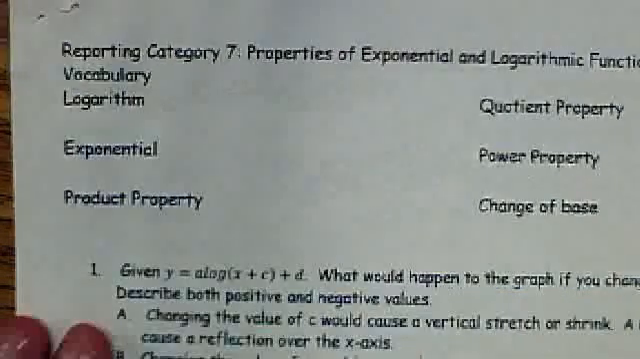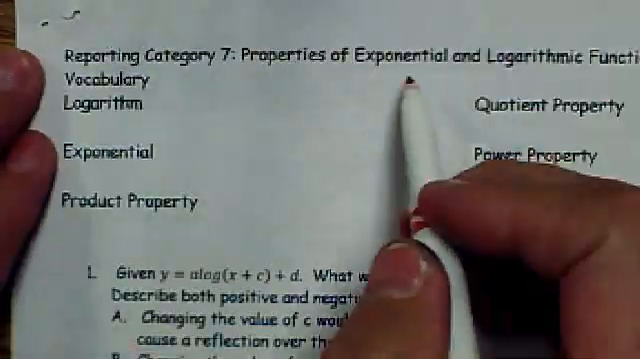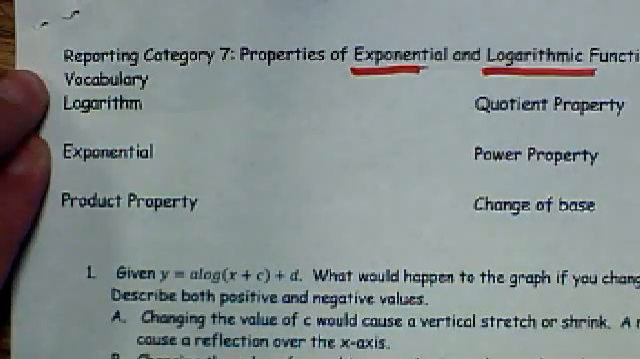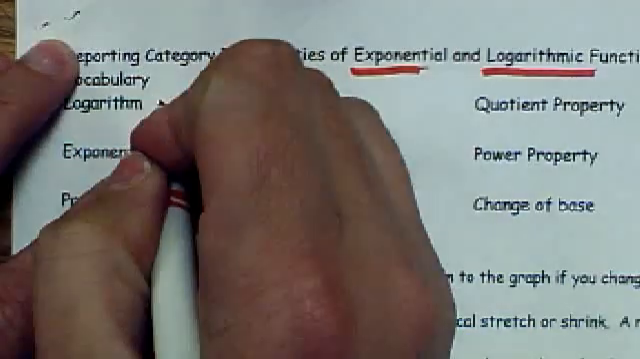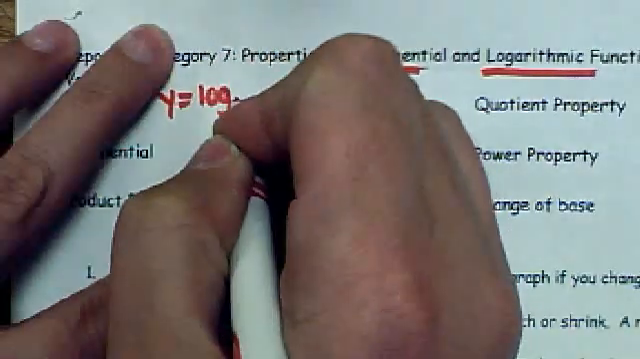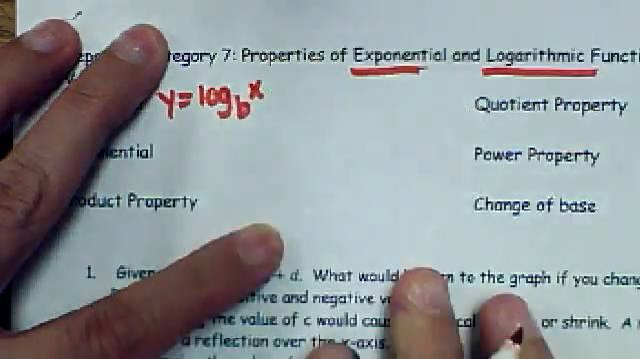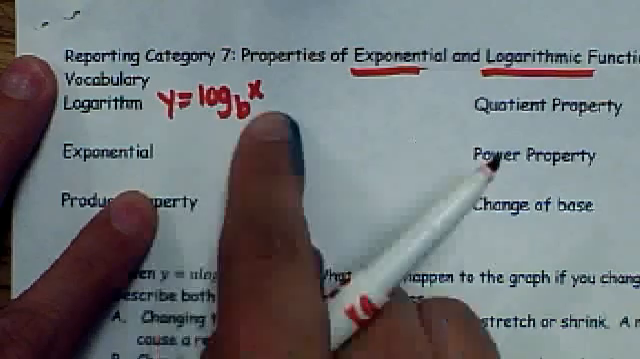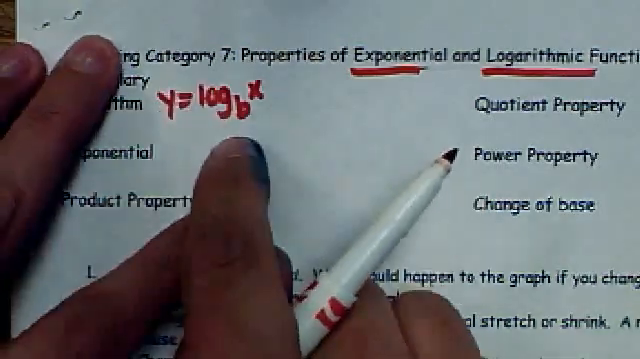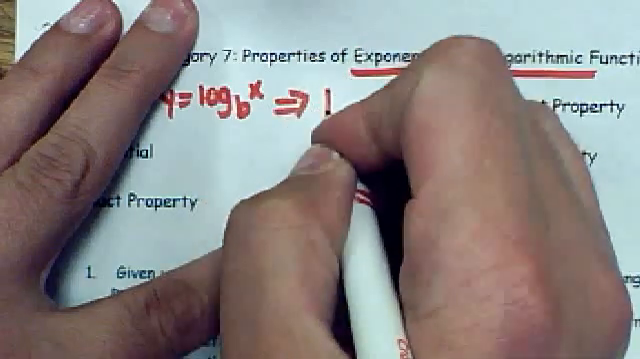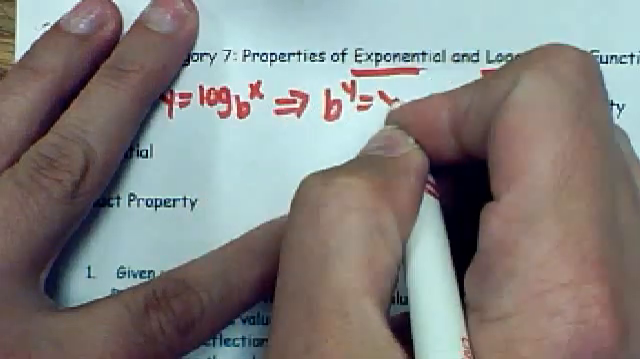So reporting category 7 is our last reporting category, and it is on properties of exponential and logarithmic functions. The first vocabulary word we have is a logarithm, and we're going to write y equals log base b of x. That's read log base b of x. It's another way of writing an exponential function because y equals log base b of x is the same thing as b to the y equals x.